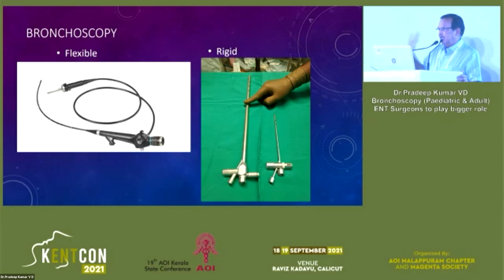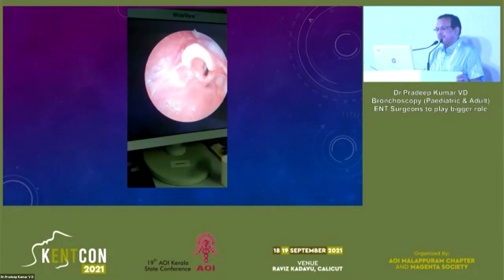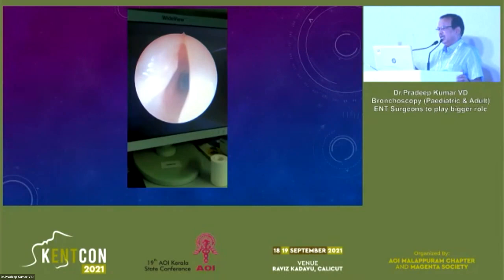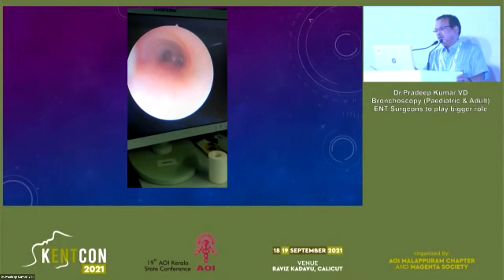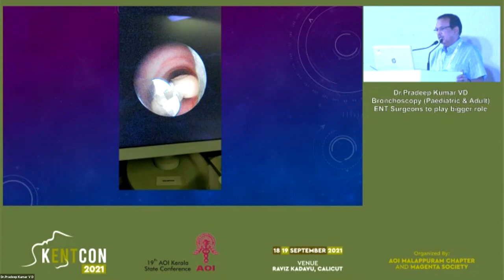This is a 1.5-year-old child brought with a history of foreign body aspiration. Bronchoscopy was done. It was a very clear-cut case. So you see the trachea, then go into the carina, examine, and you see it's blocked in the right bronchus. This was retrieved using optical forceps. This is the optical forceps picking it up from the right bronchus.